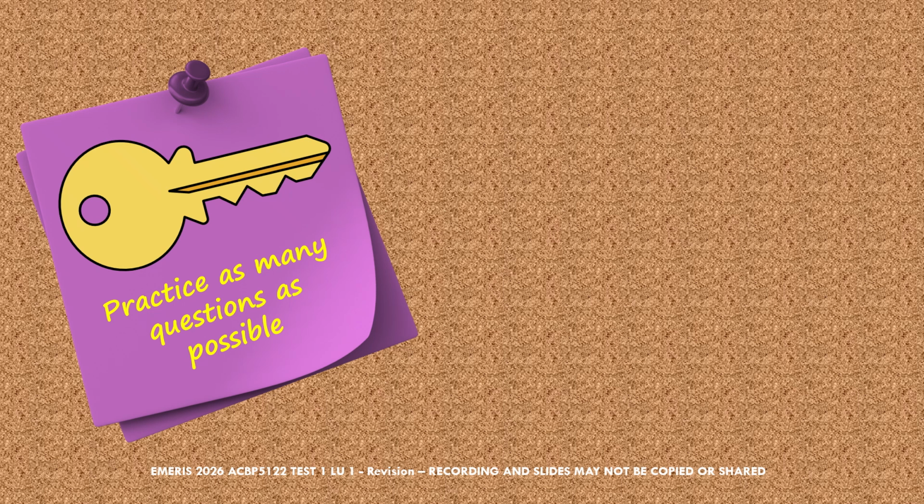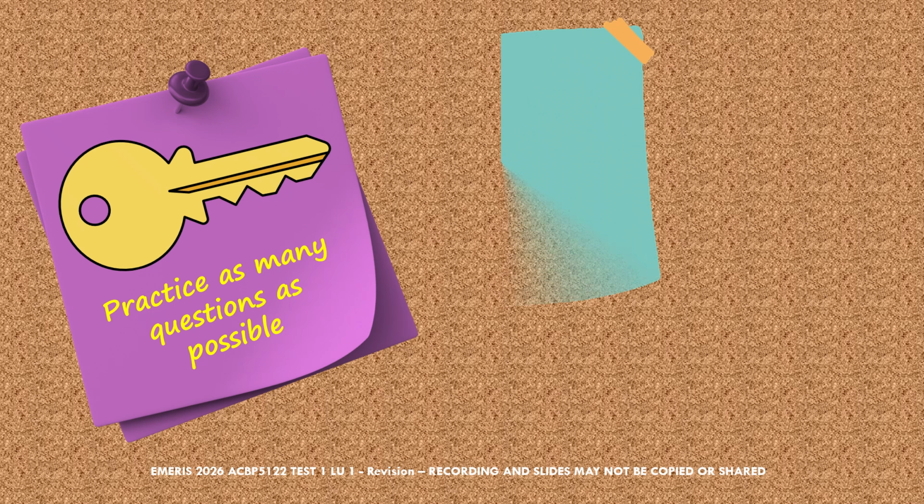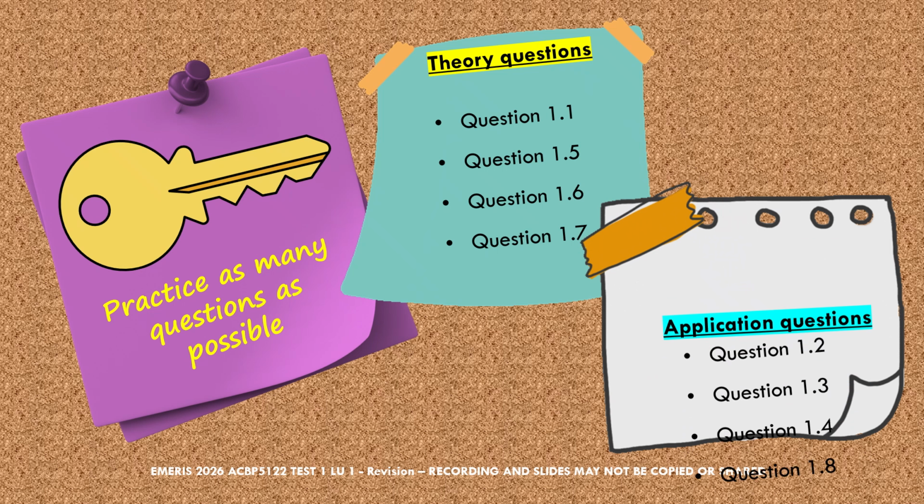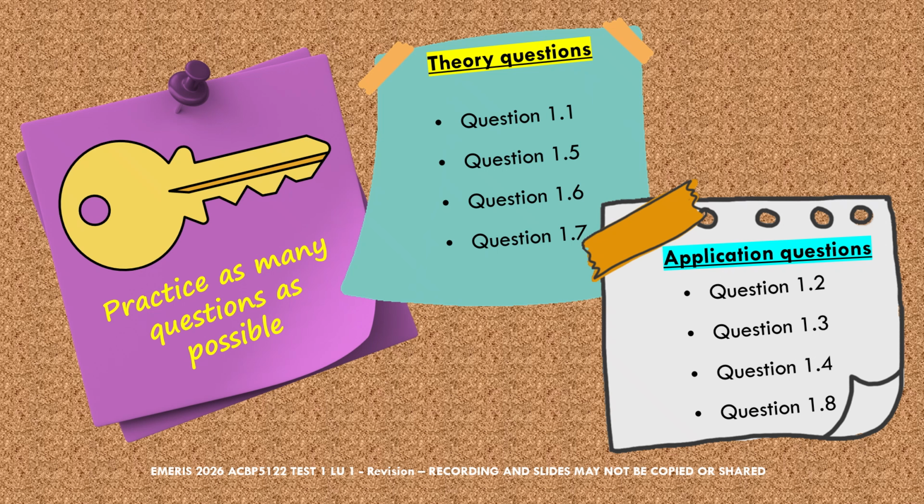I'm sure you remember this from first semester, but your key to success in the second semester is to practice as many questions as you possibly can. So if you want to practice some theory questions, there are 4 different questions in your textbook that you can attempt. That's question 1.1 I showed you earlier, and then also questions 1.5, 1.6, and 1.7. And then on the application side, there are also 4 questions that you can practice: questions 1.2, 1.3, 1.4, and 1.8.